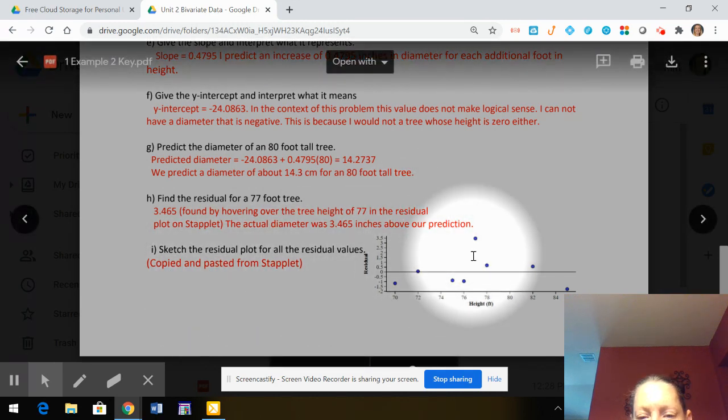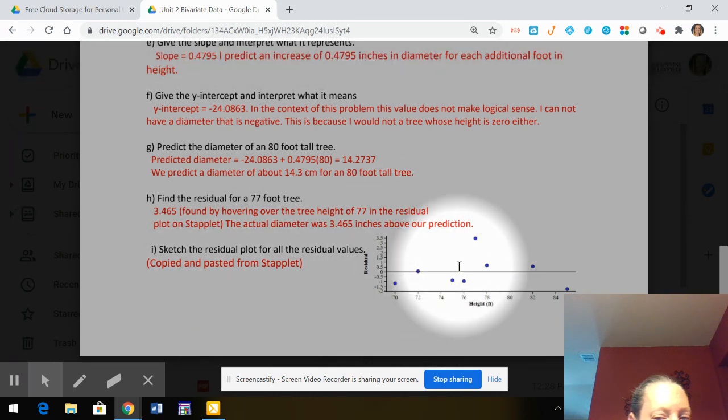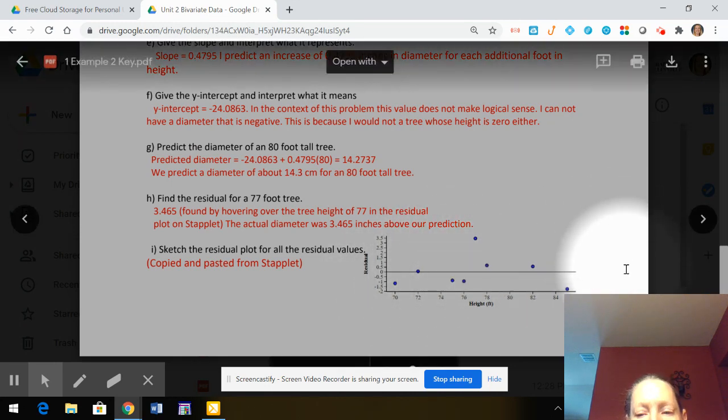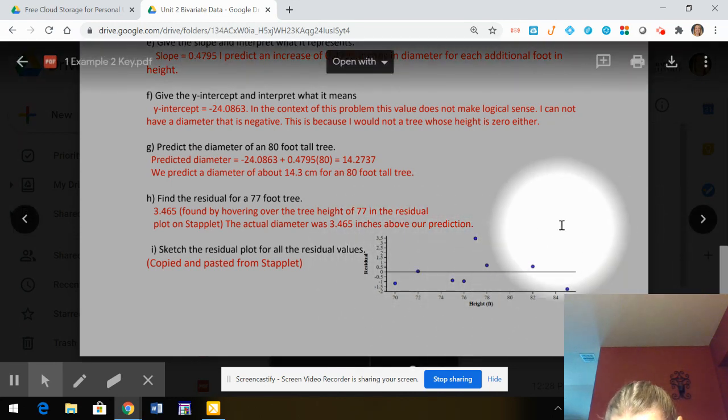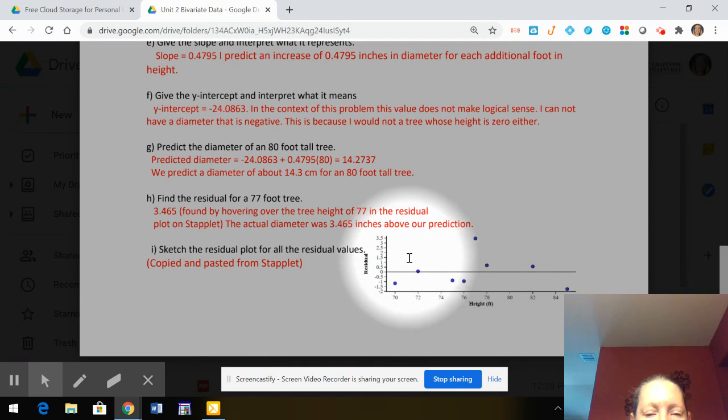And then again, this residual plot is just copy and pasted from Statlet. I want to see a nice random scatter there. If I see a curve, that's not a good thing, because that means our data really isn't linear. We need to do something different.